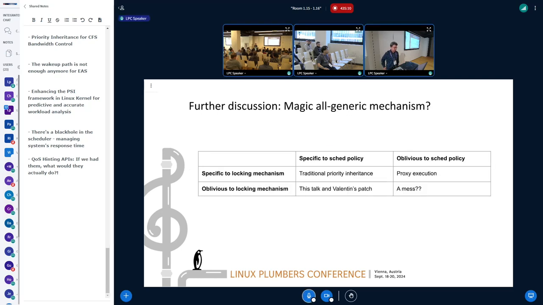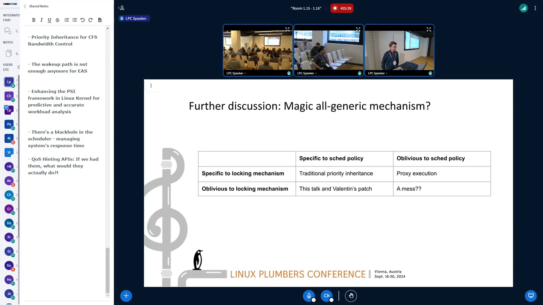So I have talked about specific problems and solutions. Let's zoom out and put a few related things in a table. We have three things that fit nicely in the three quadrants based on whether they are generic or specific. Classical priority inheritance, you need to trace the logs, and it's for a specific scheduling mechanism like SCHED_FIFO. So it's specific to both.